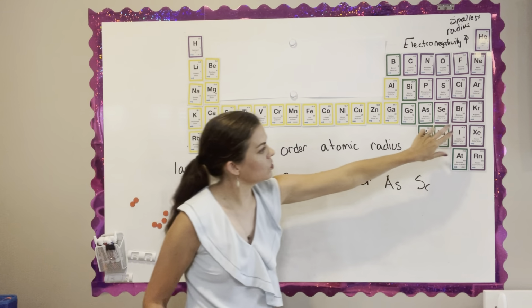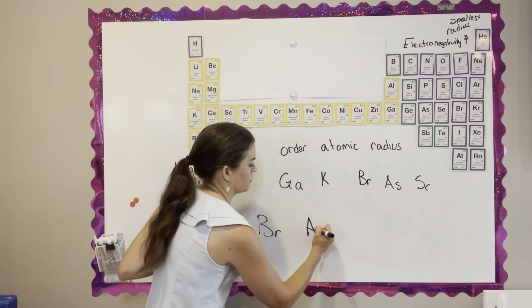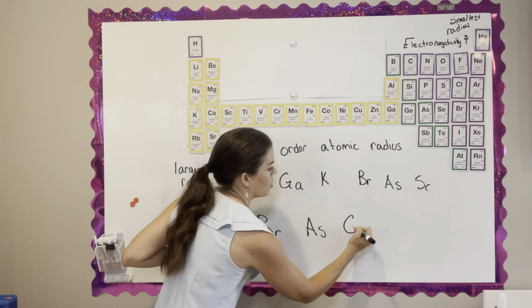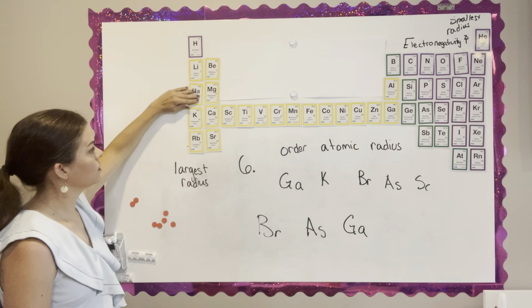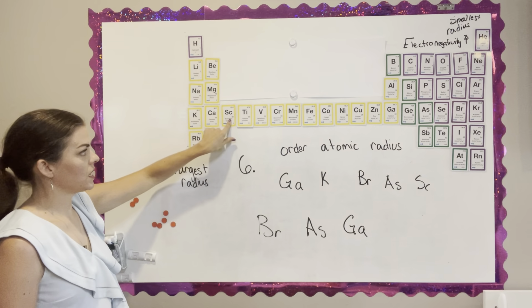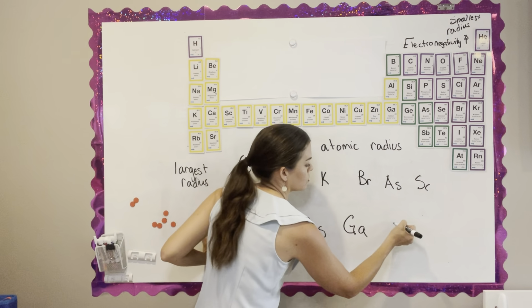Now the next one you're going to come around to is arsenic. And your next larger one is gallium. And then we're going to compare potassium and scandium. Well, scandium is going to be smaller and then potassium is larger.